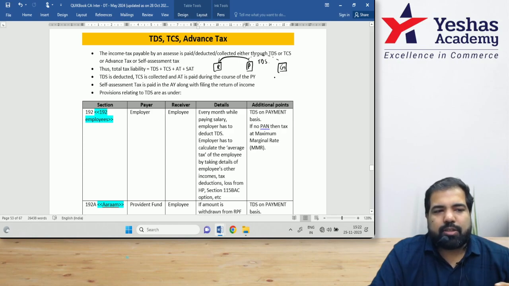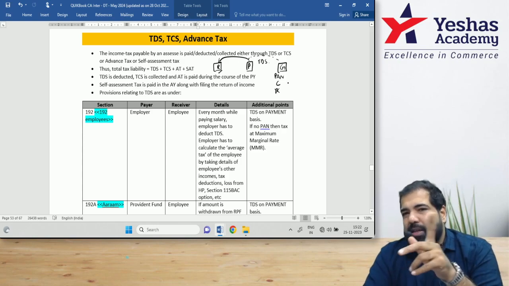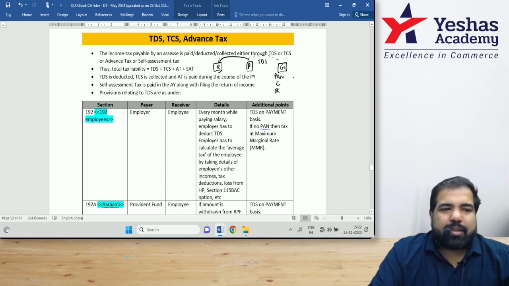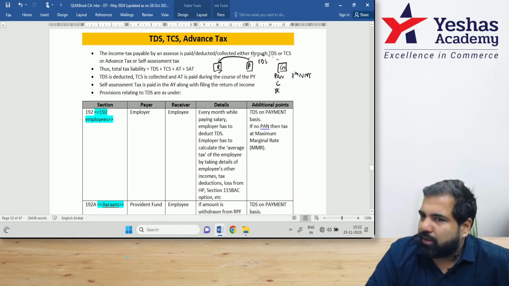While paying the TDS, you need to give the PAN number, not yours, but the recipient's PAN number, so that he can take credit. If you don't give the PAN number, the TDS rate increases to 20%. Generally, in some cases, we've seen it increase to 5, and in some cases, even to MMR. Next, guys, you have to pay this money by the 7th of the next month. For the month of March, you can pay by 30th April.